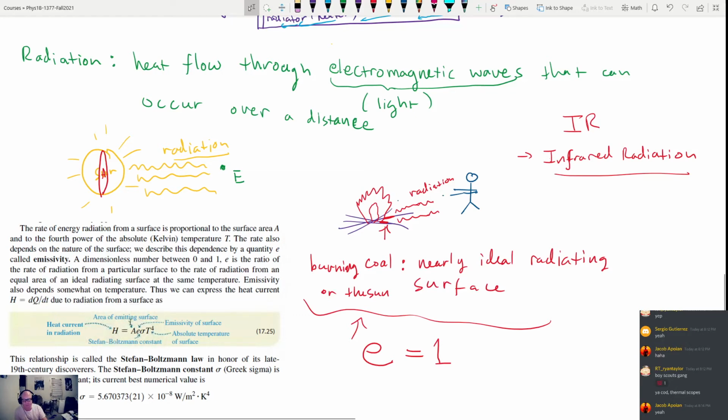So the heat current depends on the area of the surface. It depends on emissivity. It depends on sigma. Sigma is the Stefan-Boltzmann constant. It is effectively a conversion factor, okay? It's like the G that shows up in the gravity equations, the big G.